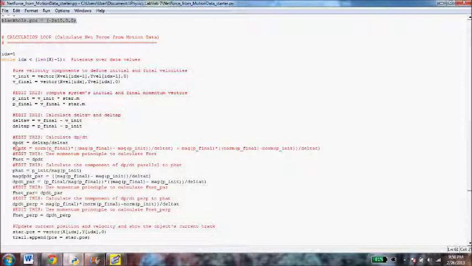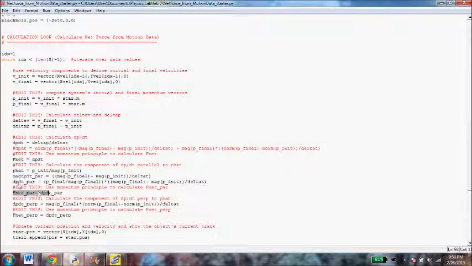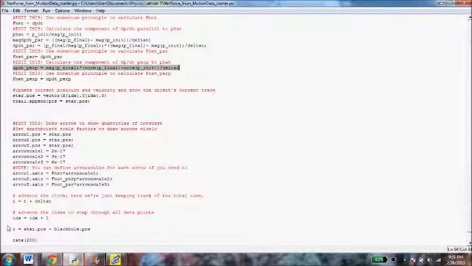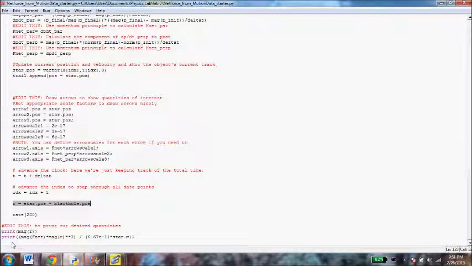Here you can see the formulas that were used to calculate dp dt and the parallel and perpendicular portions of dp dt. So here's the parallel one right there, and this is the perpendicular one right there. You can see r is the distance between the black hole and the star. That was done just by subtracting the positions.